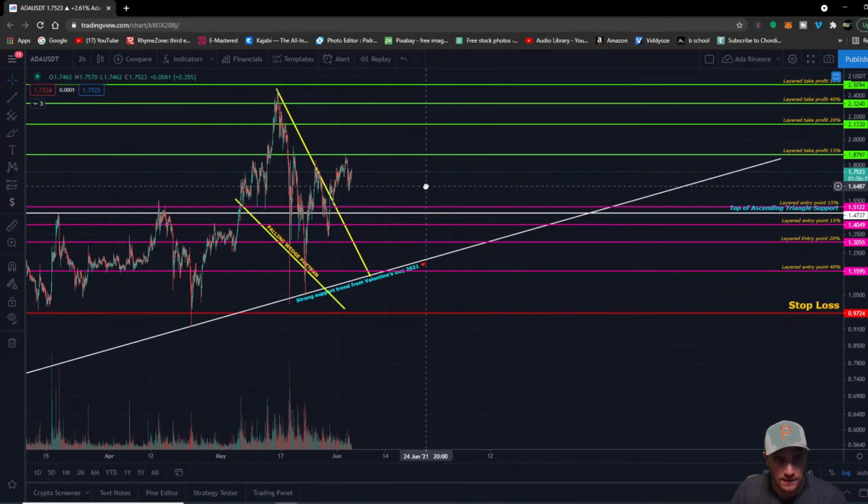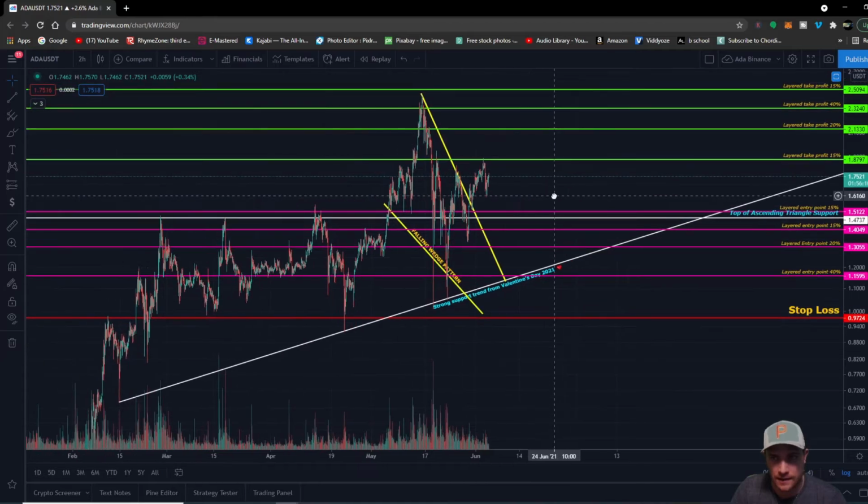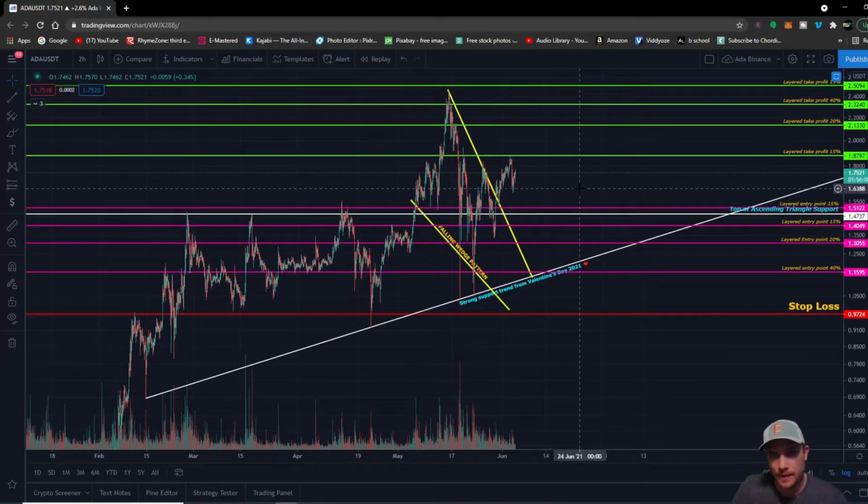It kind of looks like it's painting that pattern, but with all this manipulation and these scam wicks coming down here, I don't know, it's just one of those things. Really, right now it's a weird time to trade, but again, we will stick to just how you set this up.